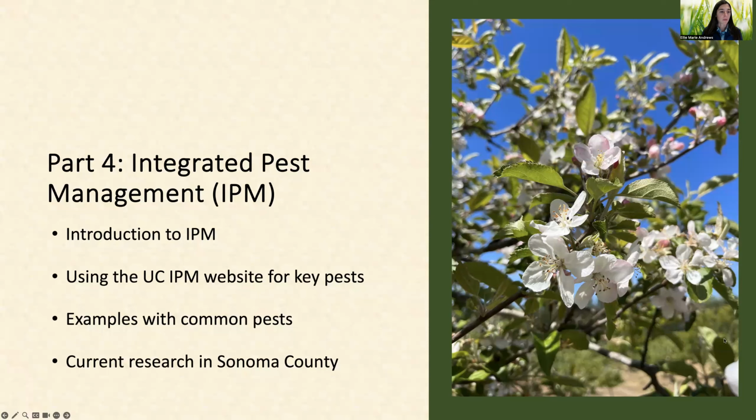So next in part 4, we're going to talk about integrated pest management, which is often abbreviated to IPM. We're going to go over a brief introduction to IPM. We're going to talk about using the UC IPM website for key pests in fruit orchards and fruit trees. And we'll talk about some examples with common pests that I've seen and heard a lot about in our region. And I will share some current research that I've been involved with in Sonoma County.